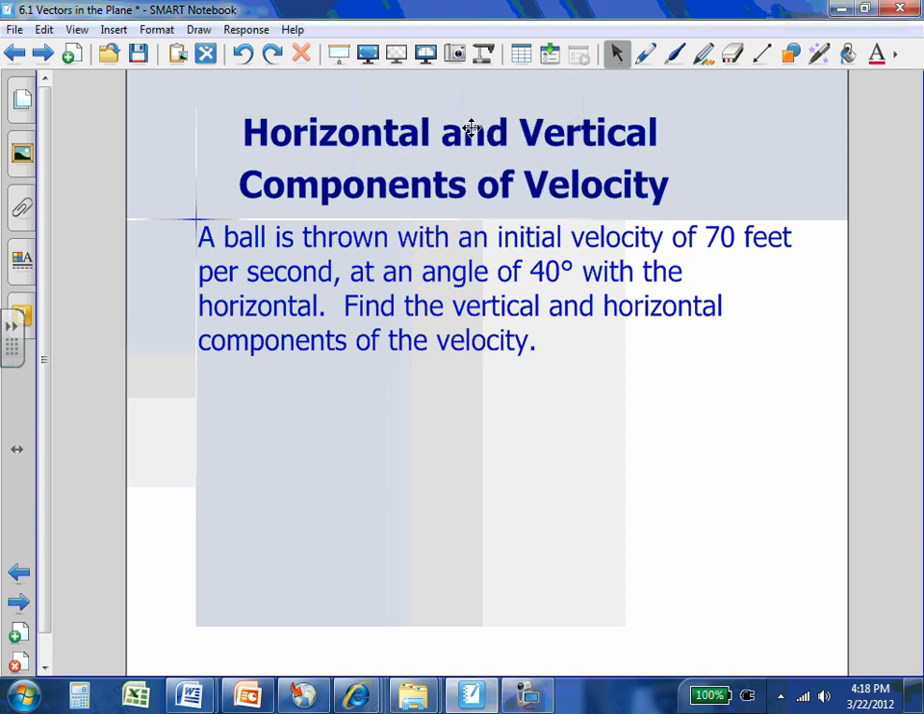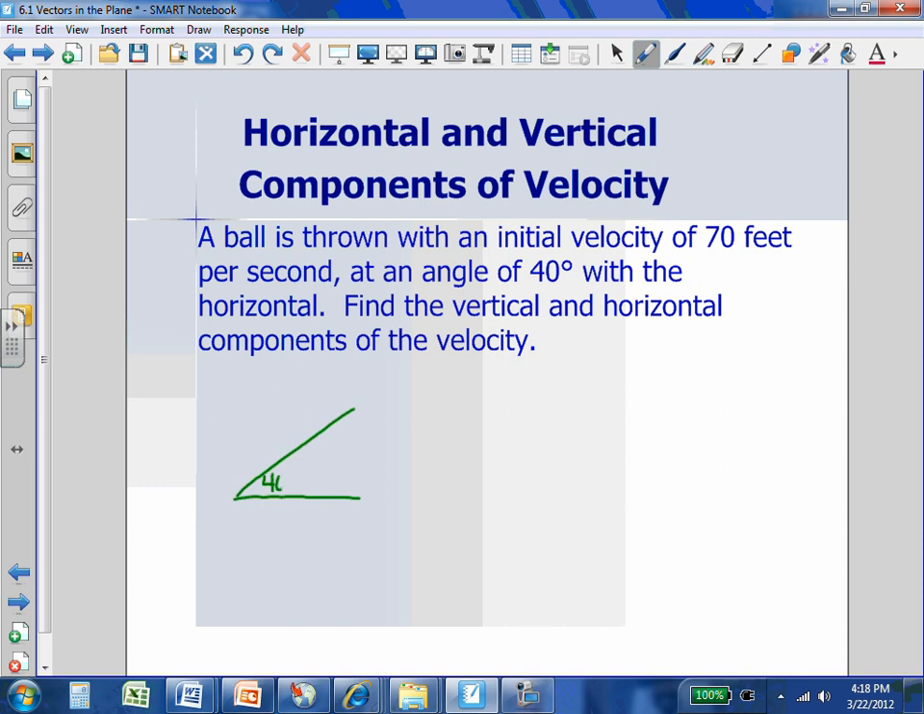Now we're going to take a look at how these vectors apply to things in the real world. And if you're in physics, this stuff is probably going to look really familiar to you. Very simple. I'll draw pictures and stuff as best I can. We have a ball thrown at an initial velocity of 70 feet per second at an angle of 40 degrees with the horizontal. So we have a horizontal, and we're going 40 degrees.